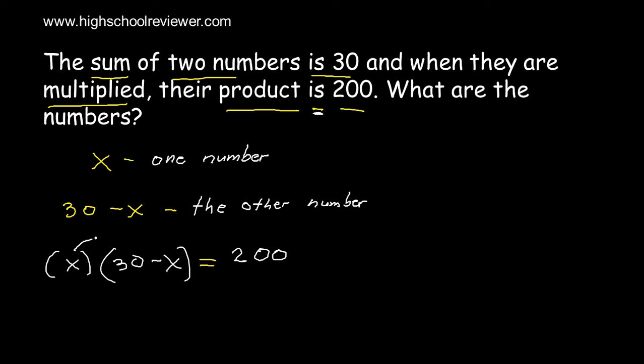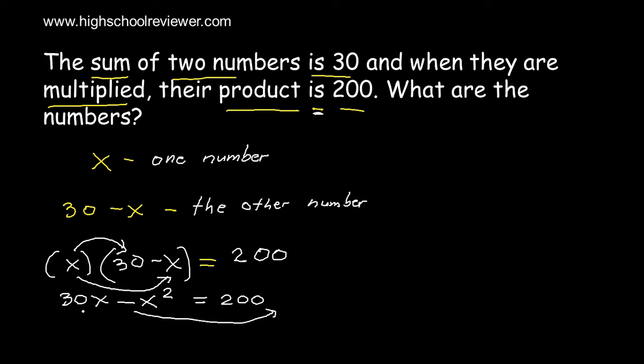We can now multiply x and 30. So x multiplied by 30, this is 30x. And we can also multiply x and negative x. So x multiplied by negative x, this is negative x squared. And this is equal to 200. So we can now solve the equation. We can transpose negative x squared to the other side, and we also transpose that to the other side.